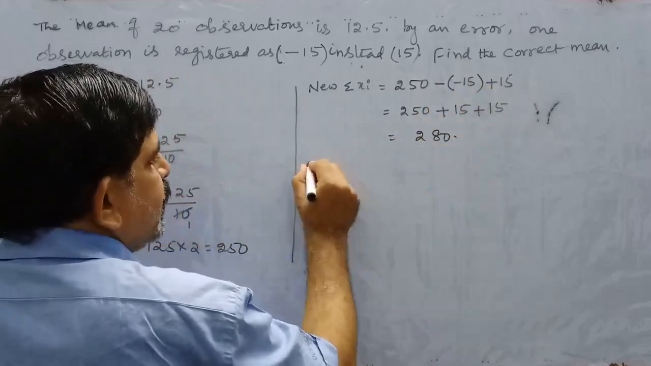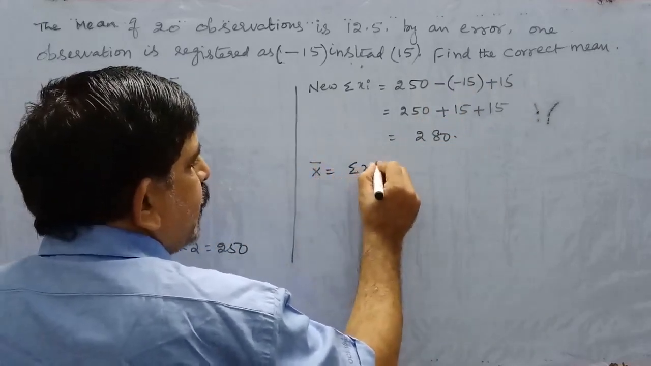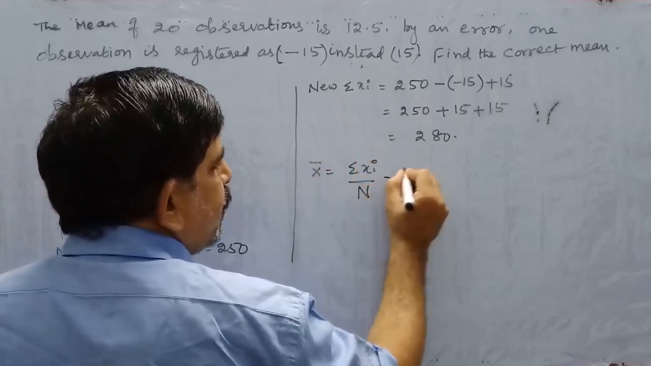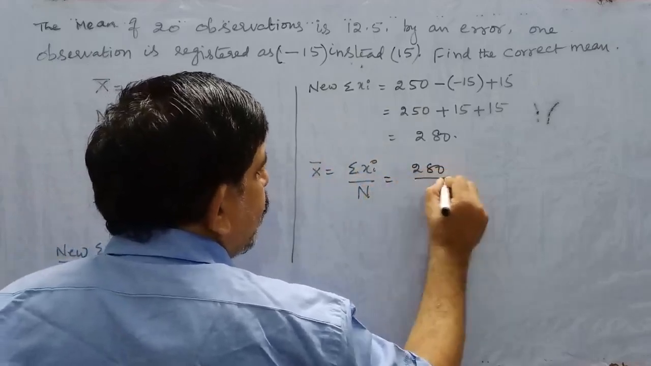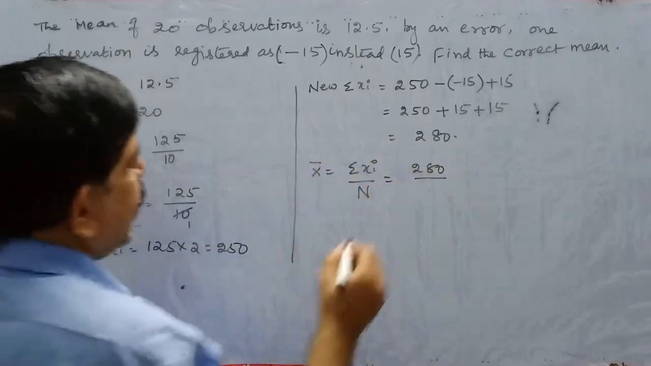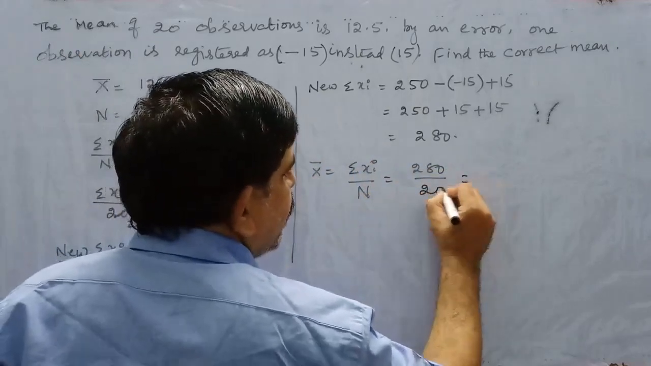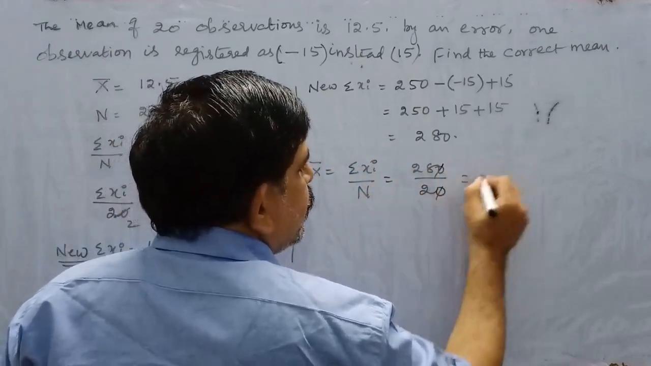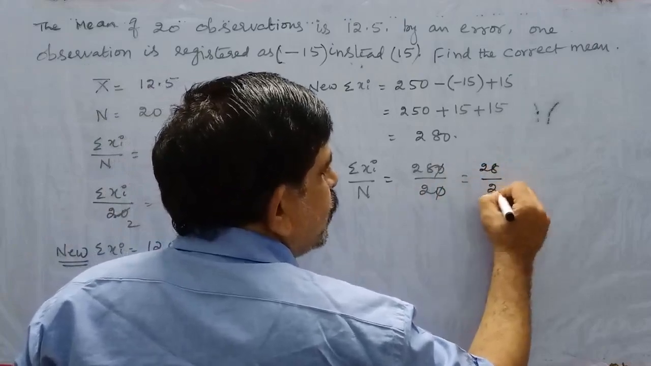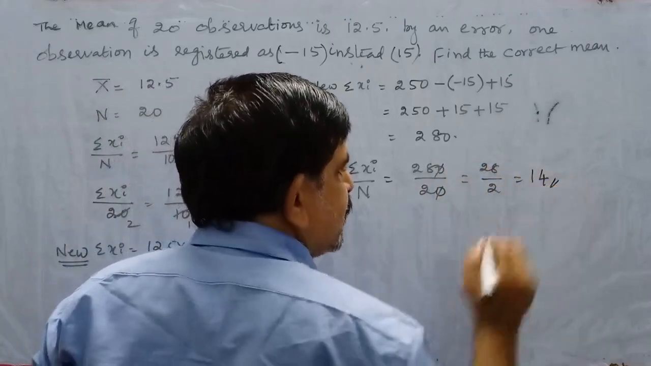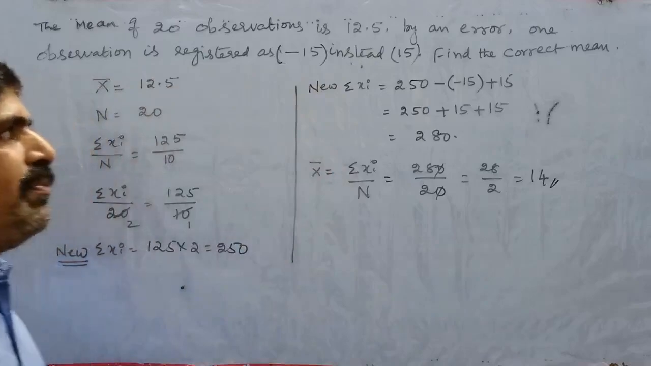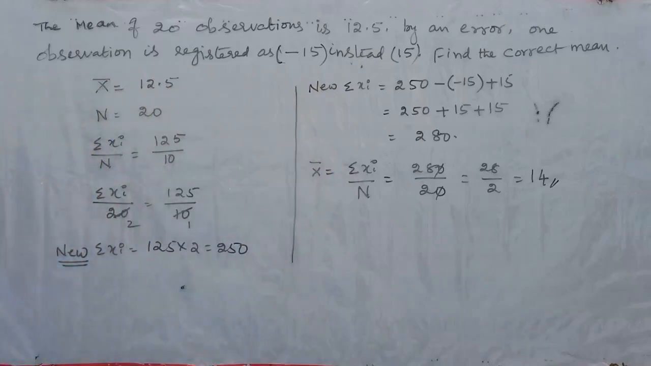Okay, x bar is equal to sigma xi by n, so that is equal to 280 by n. Number of observations is 20. 0 gets cancelled. 28 by 2, that is equal to 14. So this is the mean of the new observations. Okay, thank you.